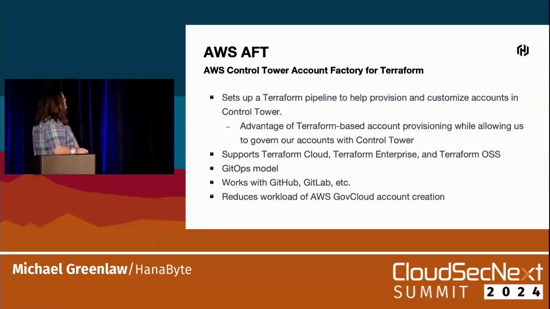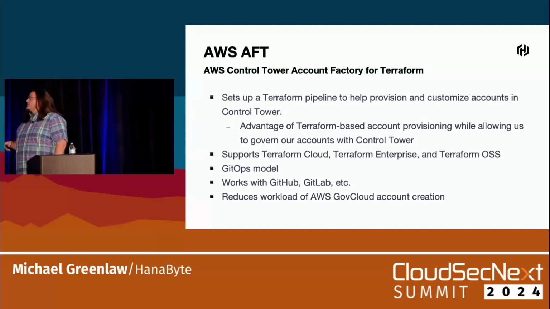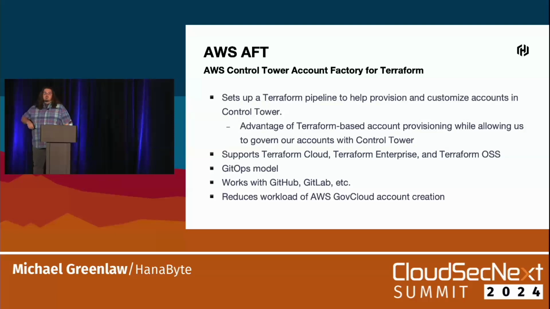Cool. So what does AFT do? This is the cool part. It sets up a Terraform pipeline to provision and customize accounts, right? So we are able to take Terraform, write it out, have our account structure stored in the back end of AWS, and you are now able to provision new accounts through writing code, right? Which is great because it goes into our code base. We can do our code review process. We have our peer review, and then we can create the new accounts, have all sort of security controls around that. Exactly what you want when you're creating new accounts.